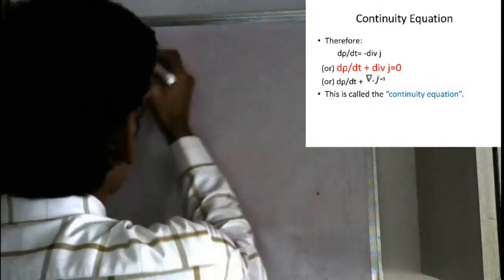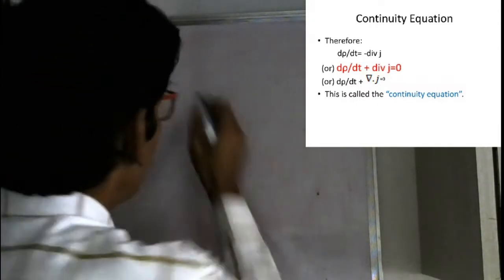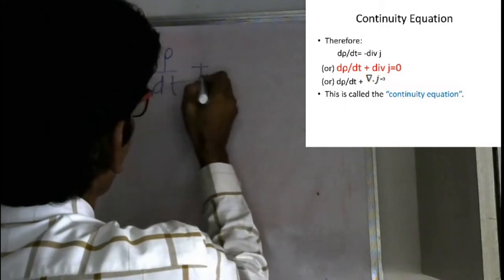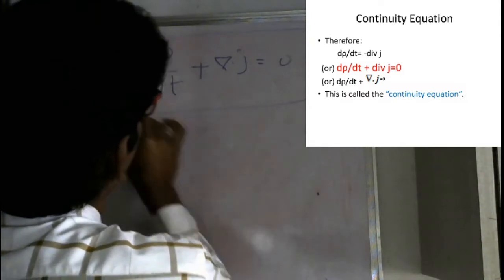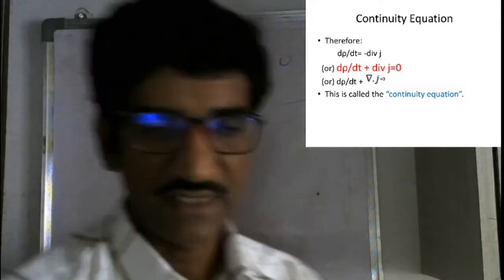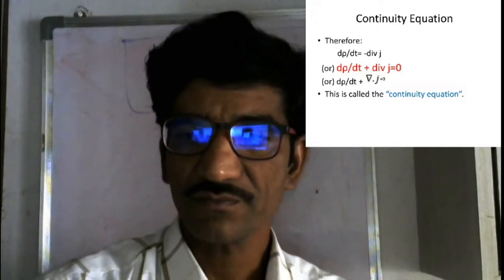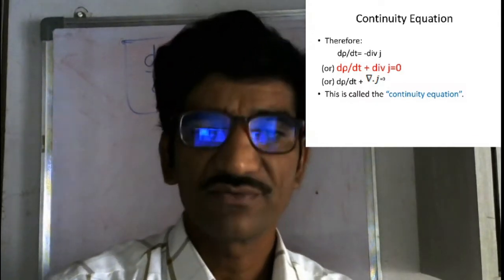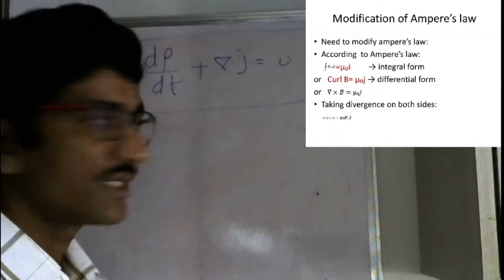What is the equation of continuity? It is dρ/dt plus del dot J is equal to 0. We call this the equation of continuity in electrodynamics. It is just another form of the law of conservation of charge. And the next topic of today's lecture is the modification of Ampere's law.